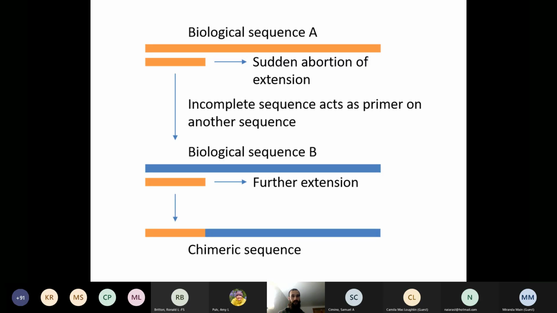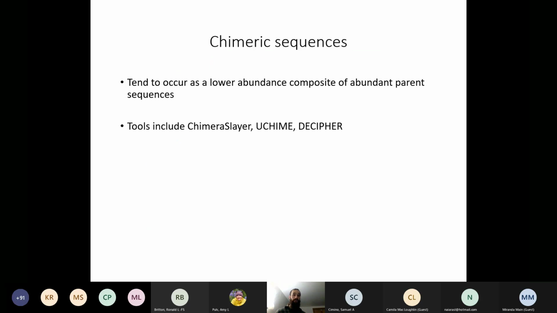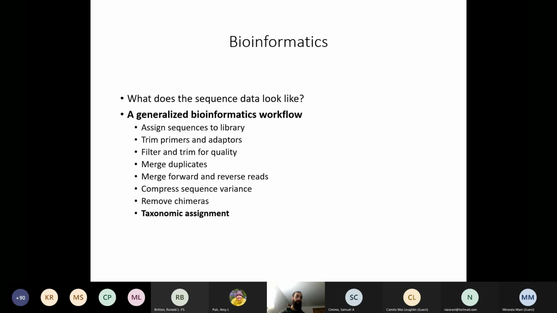So what you end up with is a PCR product that's actually a hybrid between two different biological sequences, biological sequence A and biological sequence B. So this isn't a real thing in nature, but it's something that's real that we put into our sequencing because this was introduced during our library preparation or during our original amplification. So I'm not going to talk about too many of the details here for detecting chimeric sequences, but most tools leverage the fact that these tend to occur as lower abundance composites of more abundant parent sequences, which I think kind of makes sense if you think about the example above. Again, a non-exclusive list, but some commonly used tools include Slayer, UChime, and there's a tool built within the DECIPHER package for detecting and removing chimeric sequences. All right, and then our final step in our bioinformatics workflow is taxonomic assignment.